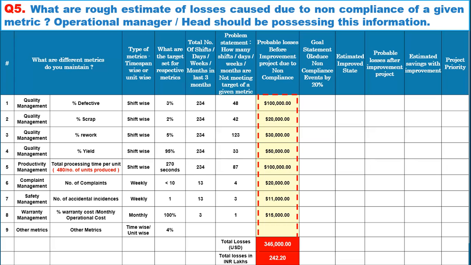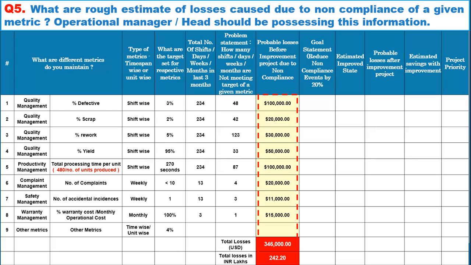Mostly the operational manager or operational head normally possesses this kind of information. By the end of the day, when you're doing business, you have to control your operational cost. And to control operational cost, you have to understand the different areas where you could lose during your day-to-day operations. That's why many companies do maintain these details. So you simply need to ask, okay, what are the non-compliance-caused monetary losses?